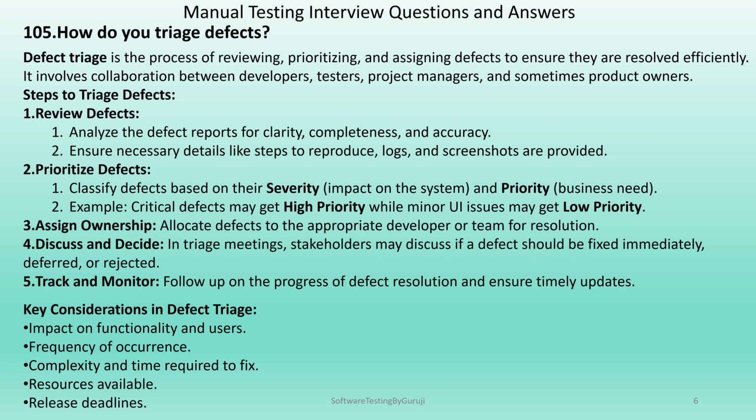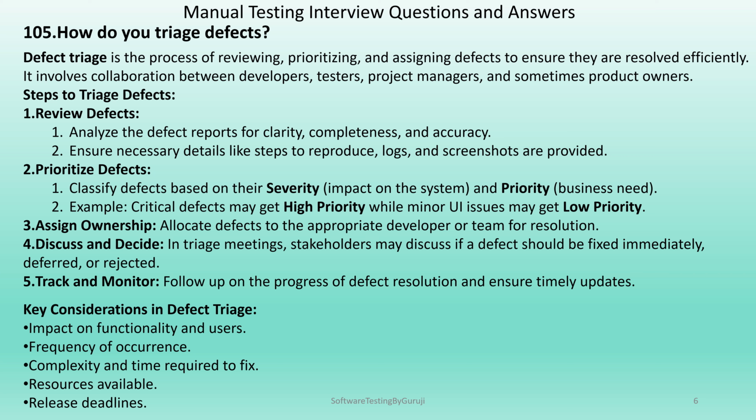Next question is, how do you triage defects? Defect triage is a process of reviewing, prioritizing and assigning defects to ensure they are resolved effectively. It involves collaboration between developers, testers, project managers and sometimes product owners. Steps to triage defects. First step, review defects. Analyze the defect report for clarity, completeness and accuracy. Ensure necessary details like steps to reproduce, logs and screenshots are provided.